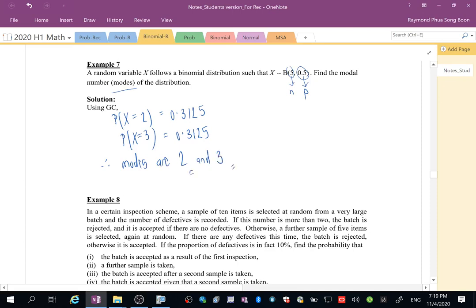Take note, the modes will be the values of x, not the values of the probability corresponding to that value of x. So mode is referring to the value that small x, the random variable X, can take on. In this case it is 2 and 3. All right.